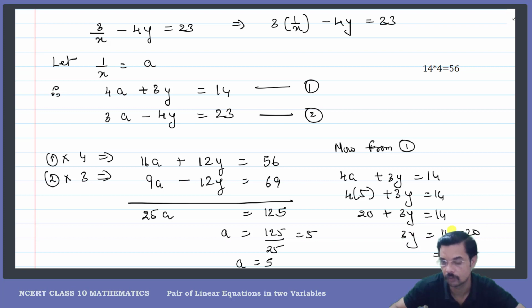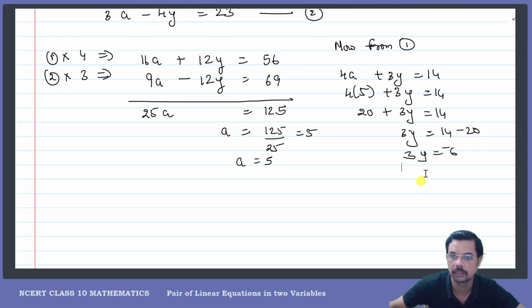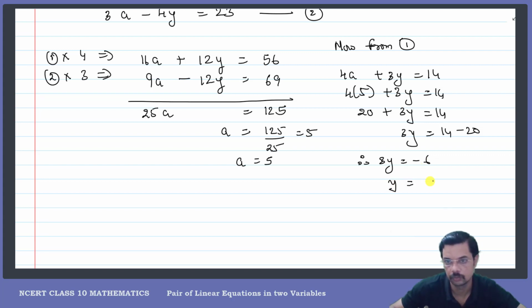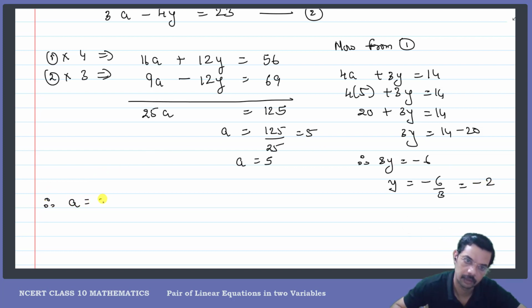What is 14 minus 20? 6 negative. So 3y equal to minus 6. So y equal to minus 6 by 3, which is equal to minus 2. Therefore a is equal to 5 and y equal to minus 2.